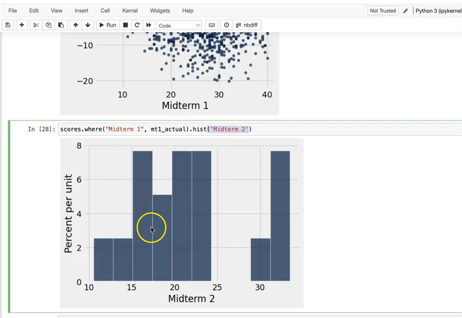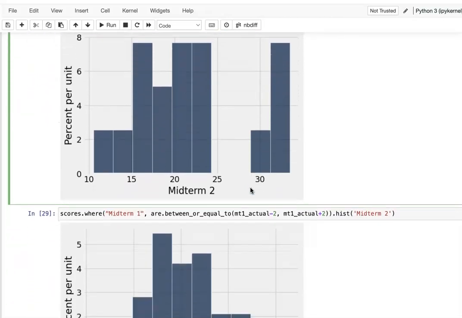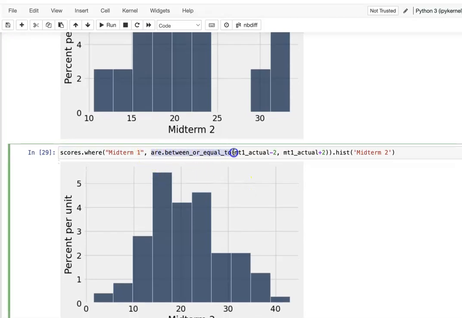But remember before we talked about sometimes we can also use the nearest neighbor, maybe using a range. John's midterm 1 grade is 21. We got all the students with exactly 21 and tried to find the average. But how about we give them a little range? How about we just get the people 2 points below 21 and 2 points above 21? Then we see the histogram for their midterm 2 grade.